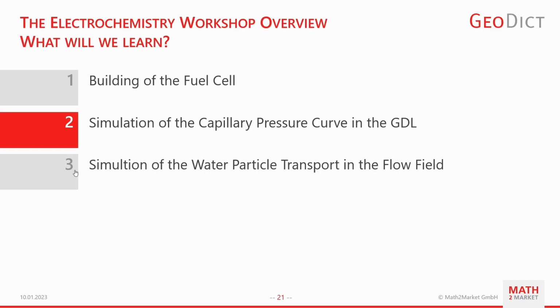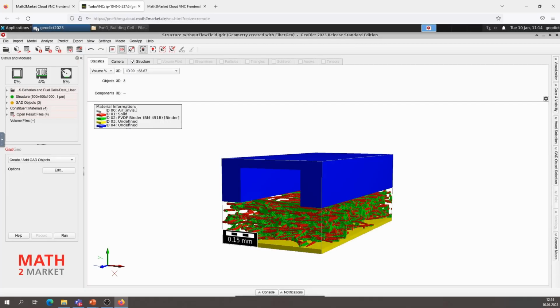We are starting with the second part of the workshop, the simulation of the capillary pressure curve in the GDL. I am now going to switch back to the cloud. We have all the settings as before. I now change the module to go to the prediction module and I select the module SATUDICT.